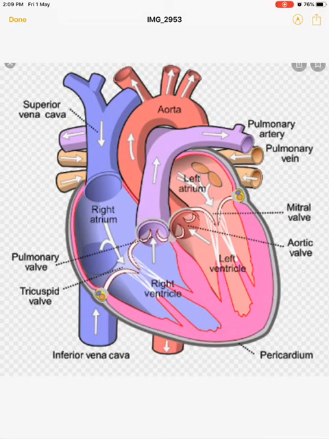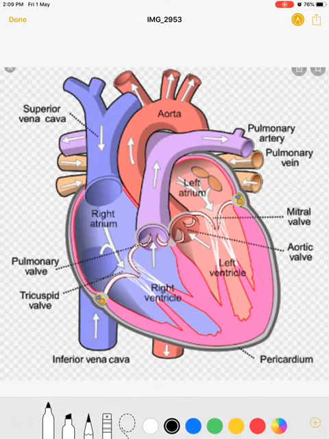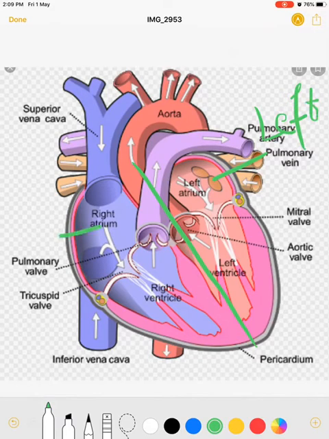Our heart is divided into two main parts, that is left. This portion is left and this one is right portion. First of all, we are dividing heart into two main parts, that is left and right, and this one is the septum, which is separating these two portions of the heart.